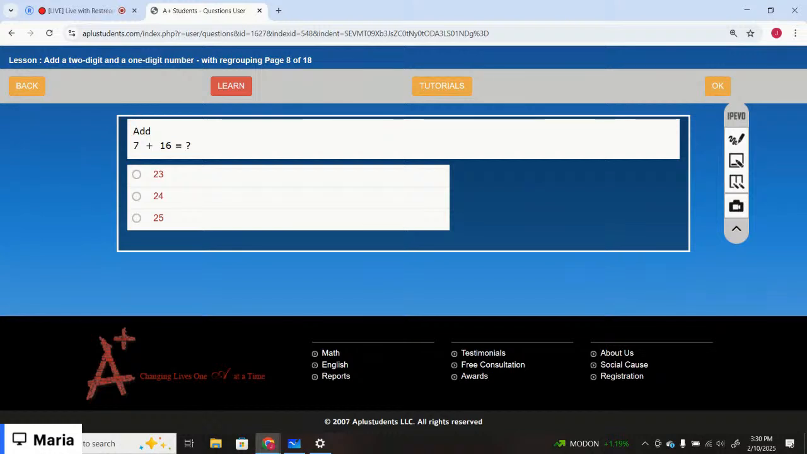16 plus 7, which is the correct option? That is 23. Option number 1 is the correct option. Okay, you can complete the lesson by yourself later today. Let me just move on to the next lesson.